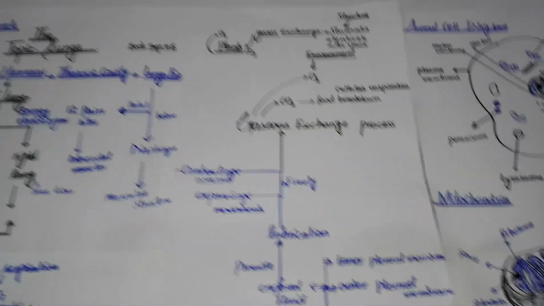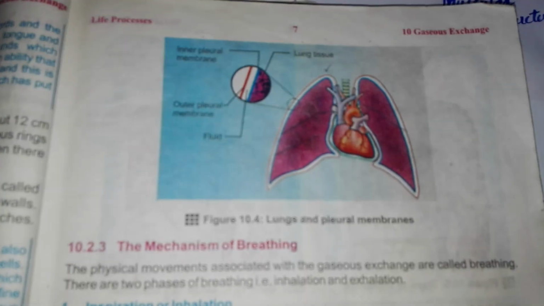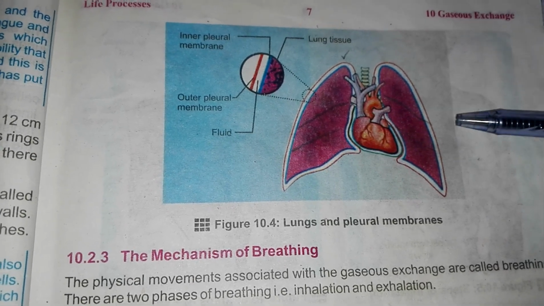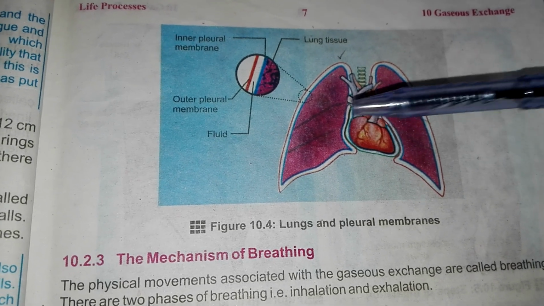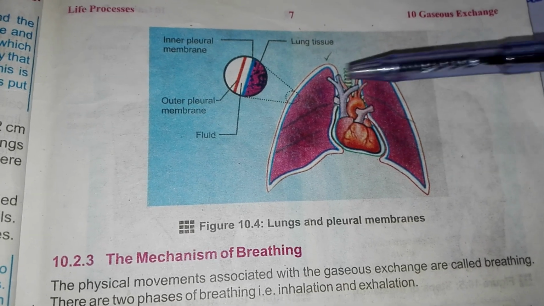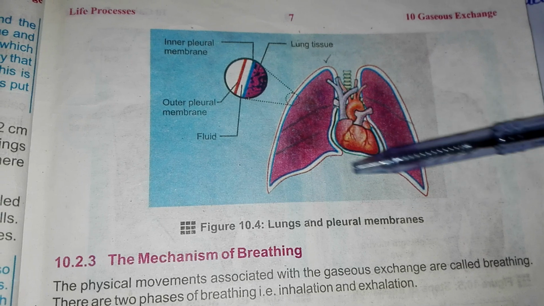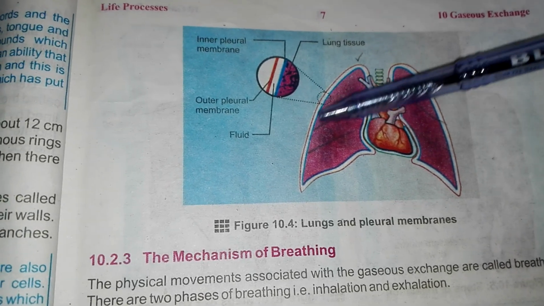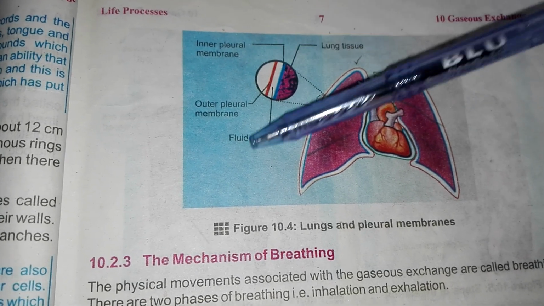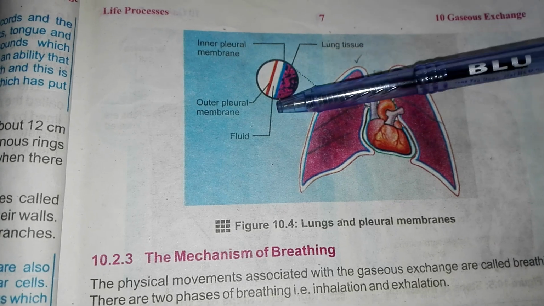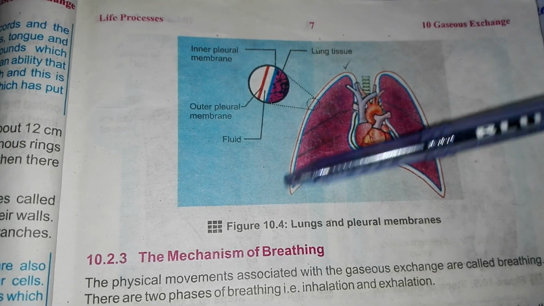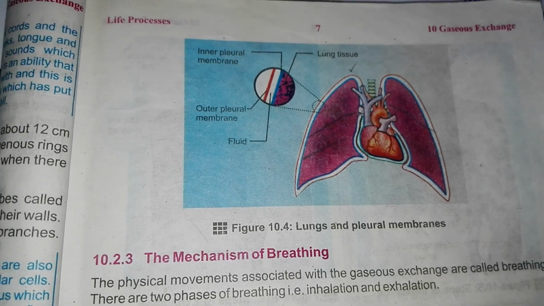Let's see all the processes through the diagram. Now we will discuss the whole process through the diagram. You can see here there are two lungs, the left lung and the right lung. We have discussed that the left lung is smaller than the right lung because it provides space to the heart. You can see here there are two membranes in the outer covering of the lungs, the inner pleural membrane and the outer pleural membrane, and there is a fluid-like material present between the two membranes that provides lubrication to the lungs, and the lungs can move freely through this.